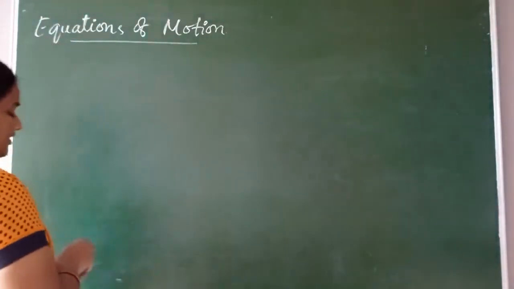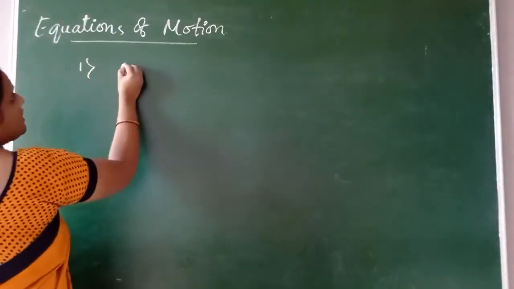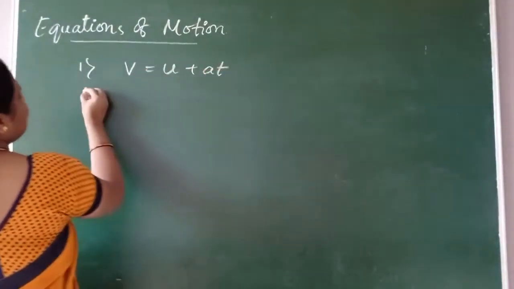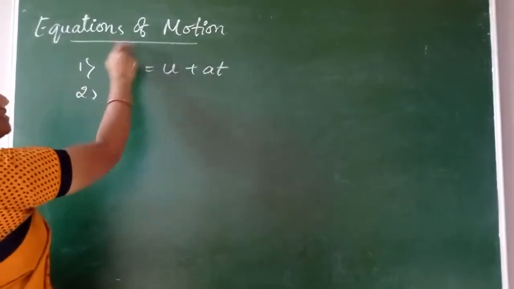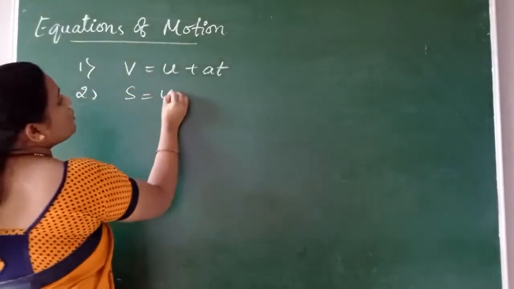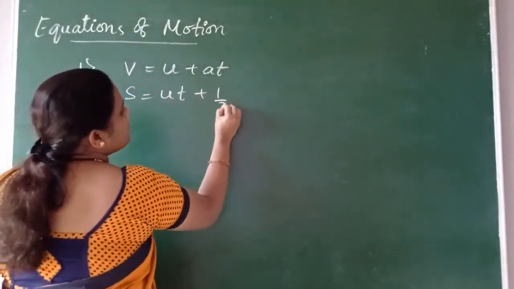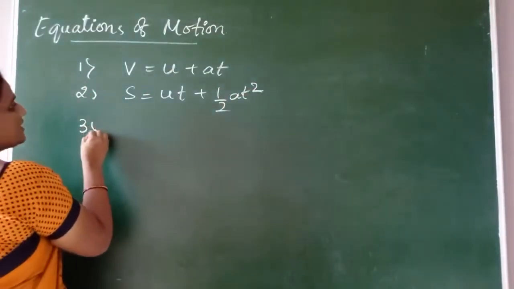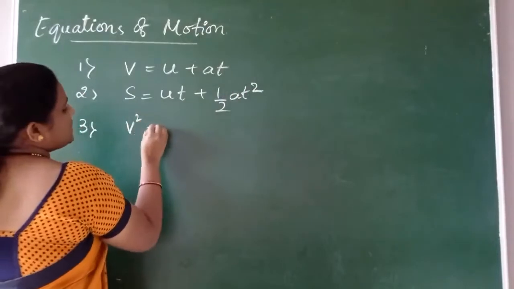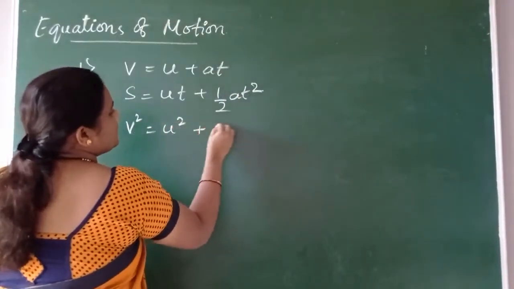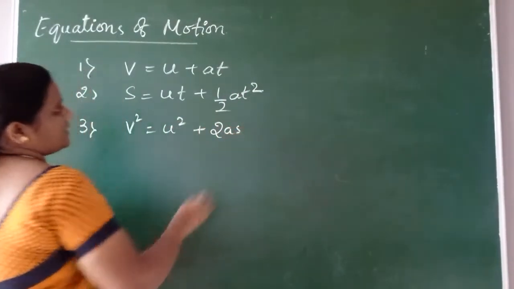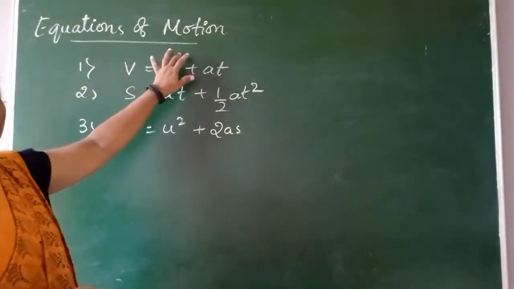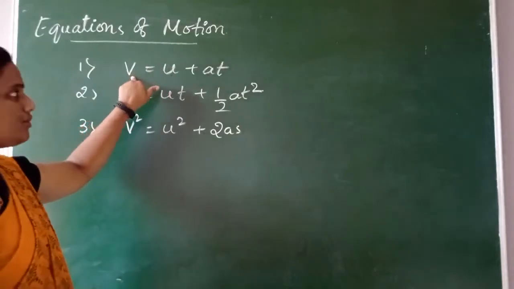So along with this, in today's class we'll move with the very important equations of motion, children. Mainly we have three equations. The first one says v is equal to u plus at. The second equation of motion says s is equal to ut plus half at square. And the third equation says v square is equal to u square plus 2as.